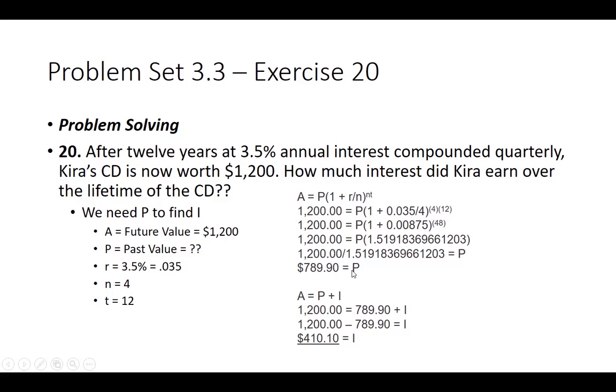So that's P. We know A equals P plus I. So A is 1,200. P is 789.90. We subtract 789.90 from both sides to get I by itself. And 1,200 minus $789.90 leaves us with I, the interest earned, $410.10.